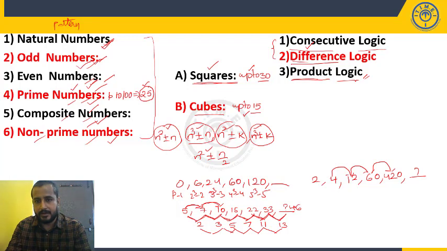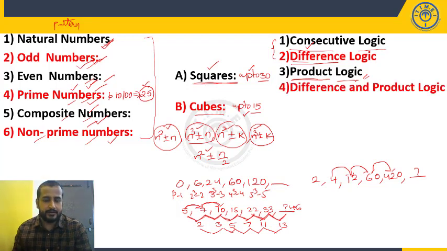Next, difference in product. So the combination of these two. See, sometimes when you are multiplying, it need not be an exact multiple. If it is not an exact multiple, but it is increasing rapidly, then you can apply the combination of these two, difference and product. For example, let me take an example.